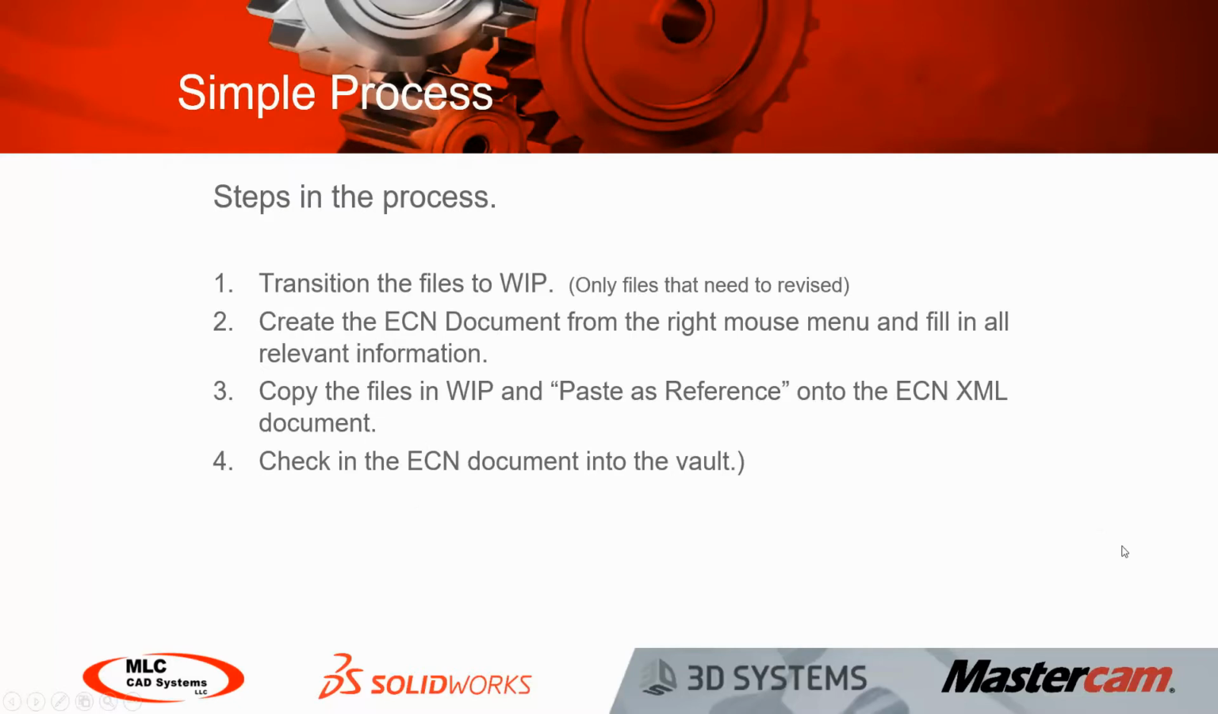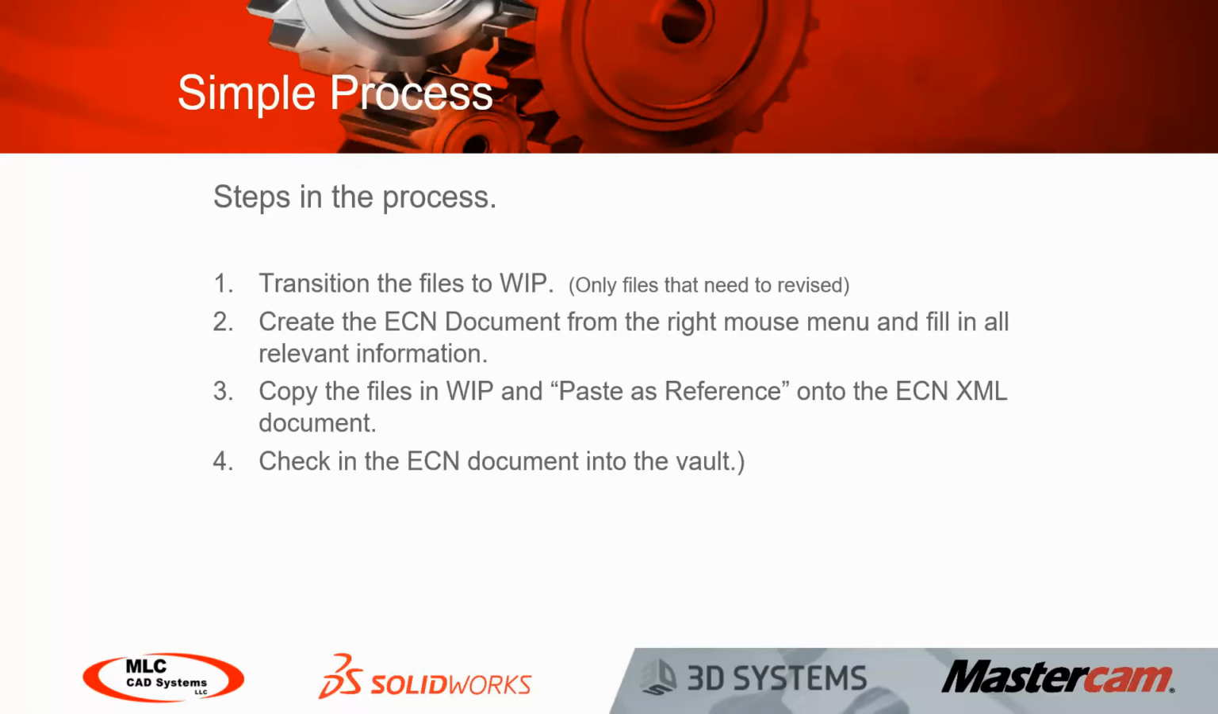The process that I've created in my vault is what I believe is a real simple process. It only takes four steps to generate the ECN document, attach all your CAD files, and check everything back into the vault so that they will move through the approval process together. So step one is basically to take your files that need the engineering change and move them into a state called WIP, which is basically an editing state.